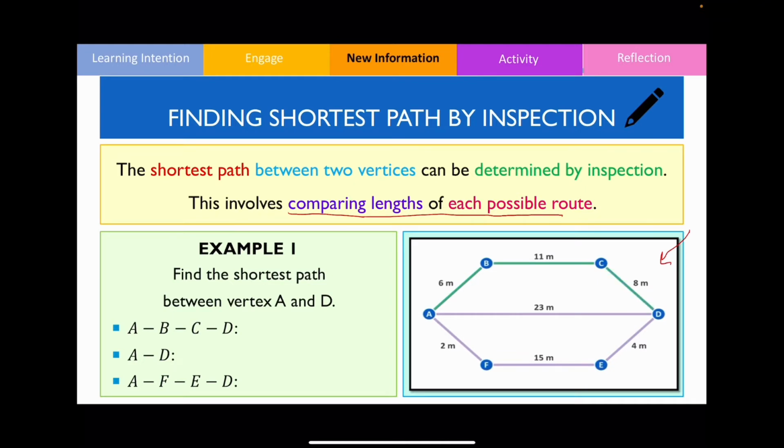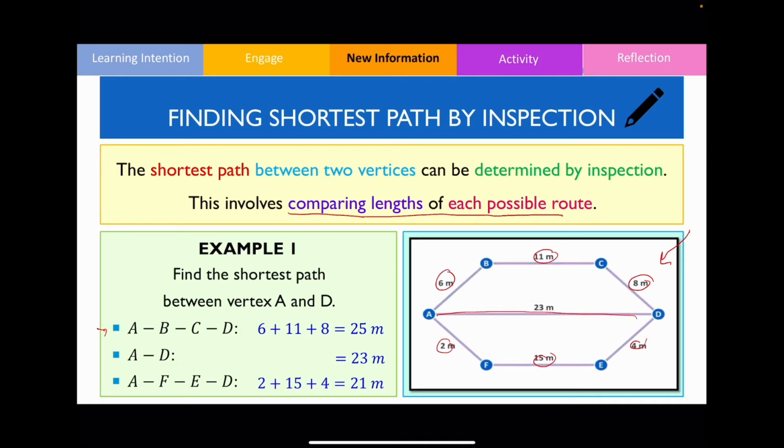So in this case, if I look through the very first option, I'm just going to add up all the weights from A to D. So if I go 6 plus 11 plus 8, that's going to give me a combined weight of 25 meters. A to D, through this path, is essentially going to be 23 meters. And for the last pathway, 2 plus 15 plus 4 is going to be equal to 21 meters.